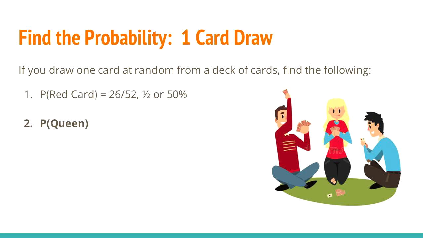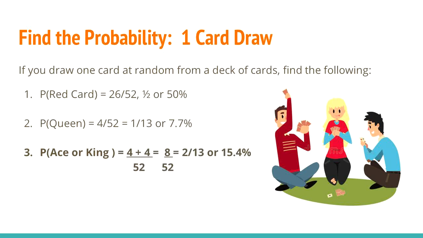Next one is the probability of getting a queen. This gives me 4 favorable outcomes, so I end up with 4 out of the 52. That reduces to 1/13 or 7.7%. Finally, the probability of an ace or a king. A favorable outcome would include any of the 4 aces or any of the 4 kings. That's going to be 8 altogether, 8 out of the 52, or 15.4%.